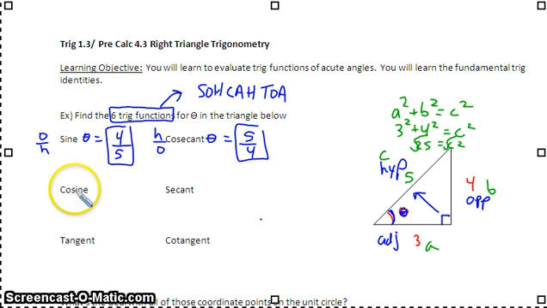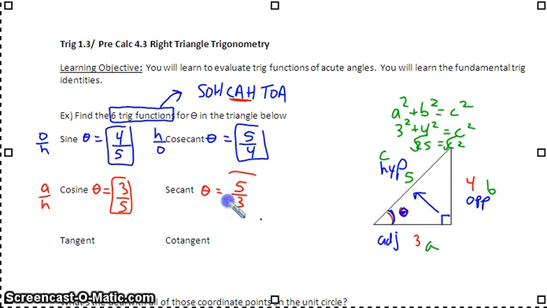Let's take a look at cosine. For the formula for cosine, we're looking at the CA part of SOHCAHTOA, which is adjacent over hypotenuse. So the cosine of my angle would be 3 over 5, which would make the secant of the angle have to be the reciprocal of this, flip the fraction over, 5/3. And finally the tangent is the TOA part, so it's opposite over adjacent. So the tangent of this triangle would be 4 over 3. Cotangent would be the reciprocal, 3 over 4.